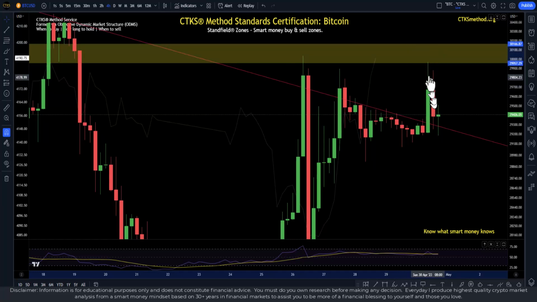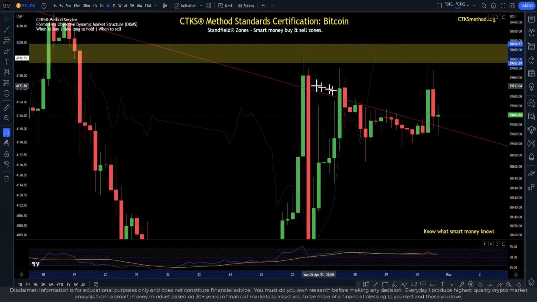What do these wicks mean? Why are they wicky like this? Why isn't it just a full body candle? These wicks represent rejection. When you see a wick like this, it's saying, don't go there. It basically says it's getting rejected. Typically, we're not great fans of seeing these upper wick rejections because it means that it's rejecting upper price momentum.